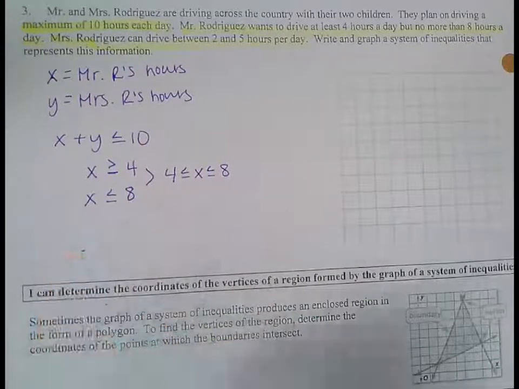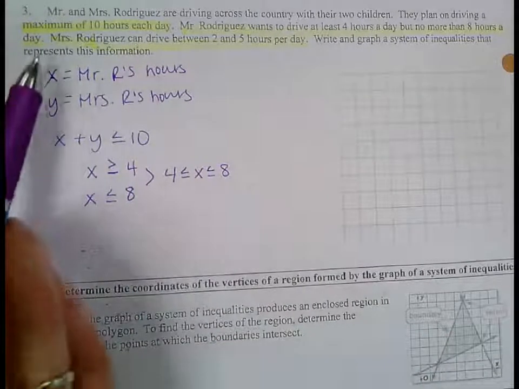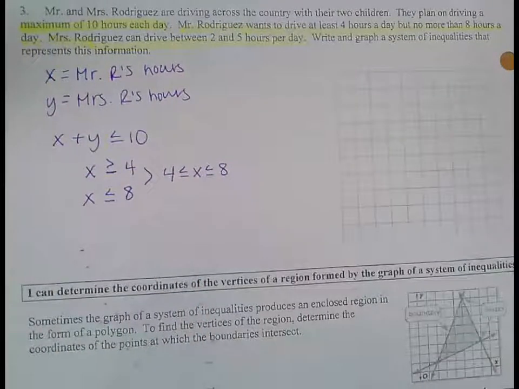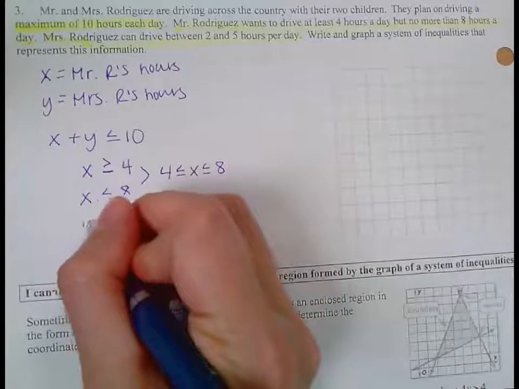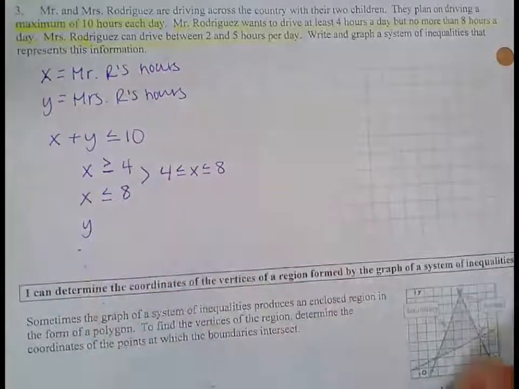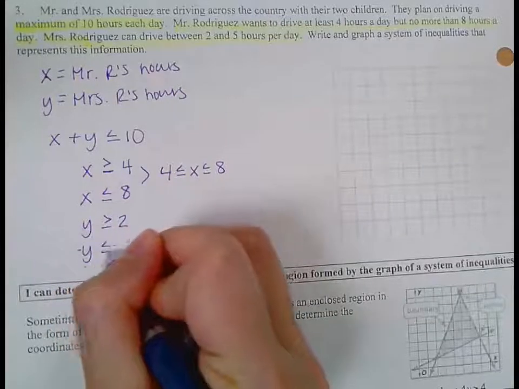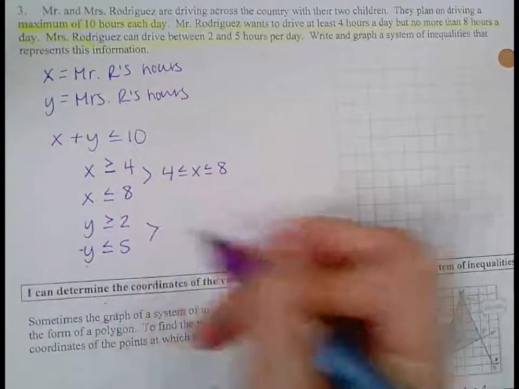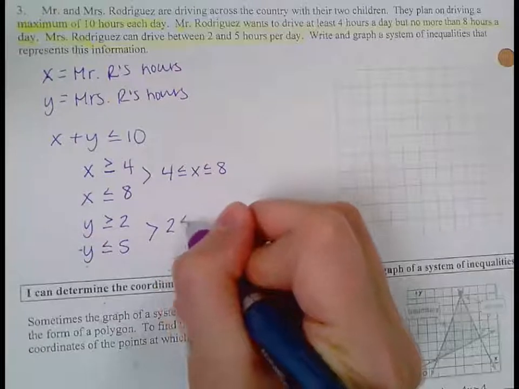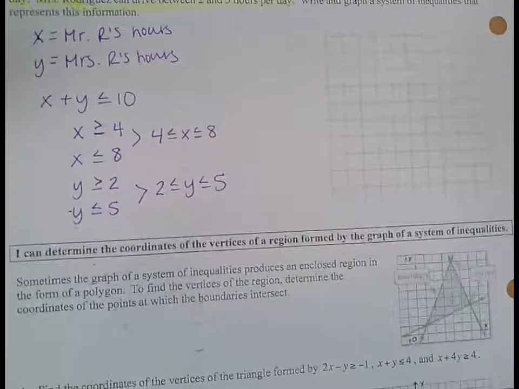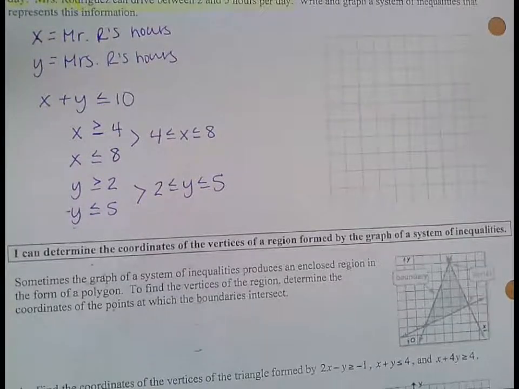And then we can do the same thing for Mrs. Rodriguez. So two inequalities with y. She can drive between 2 and 5 hours per day. So the y values should be between 2 and 5. That would be greater than or equal to 2, but less than or equal to 5. Or if we wrote that as a compound inequality, we would show y is in between 2 and 5. So that's where those 5 inequalities are coming from.